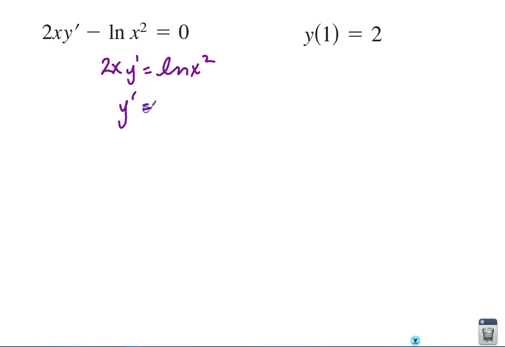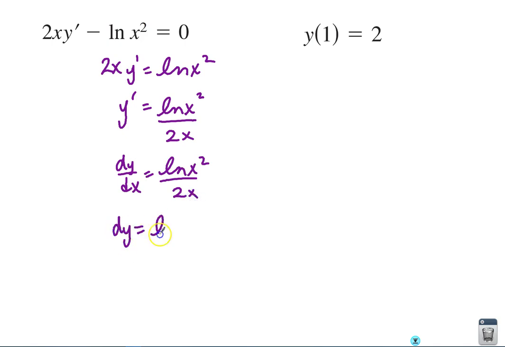Y prime equals the natural log of x squared over 2x. So then, I'm going to rewrite y prime as dy dx. So now I have natural log of x squared over 2x, multiply both sides by dx. So dy is equal to the natural log of x squared over 2x dx. And at this point, I can integrate.